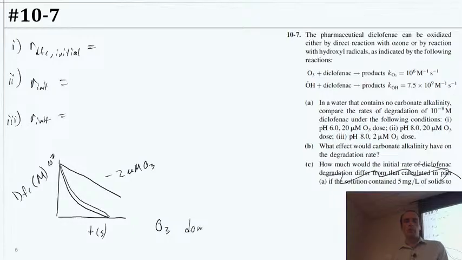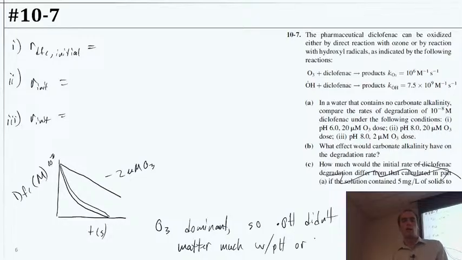Ozone is dominant. So hydroxyl generation didn't matter much with a pH or alkalinity, the bicarbonate. Okay, so the moral of the story is the amount of ozone made a big difference. The pH, which indicates the hydroxyl radicals, did not.